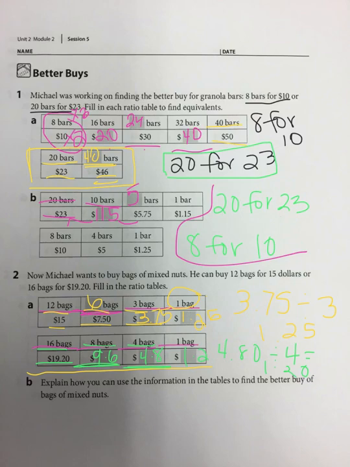Then for B, I would like for you to explain in 1 or 2 complete full sentences, or more if you like, how you can use the information that you have found in the tables above to find the better buy of the bag of mixed nuts. So you're just working with problem 2. Which bag is better? Which one is the better buy? I want you to explain which one is the better buy in a few sentences or less. And then when you're done, I want you to file this under the Better Buys worksheet and then move on to your checklist.